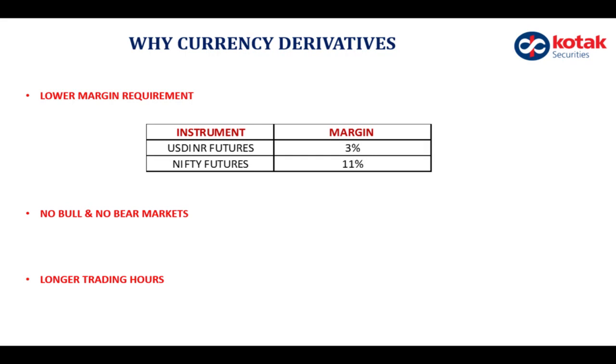Now, one can easily ask a question that, okay, in dollar rupee, the margin requirement is 3%. On Nifty, it is 11% because the intraday volatility in Nifty is pretty high. So it is around 4 times larger than the dollar rupee. That's not the case. Why?